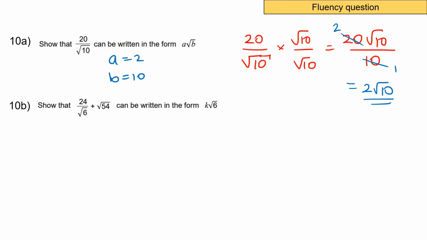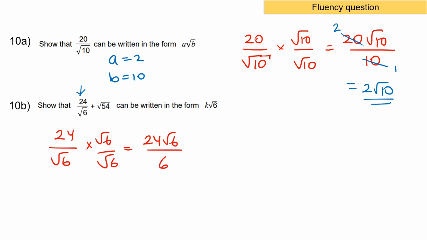For the next one, we are going to do the same thing, and then we'll work out what root 54 is, but let's just do the first one first: 24 out of root 6. We're going to times it by root 6 out of root 6, which gives us 24 root 6 out of 6, because root 6 times root 6 gives you root 36, which is just 6. We're going to simplify these. There are 4 sixes in 24. So the first section is going to be 4 root 6.